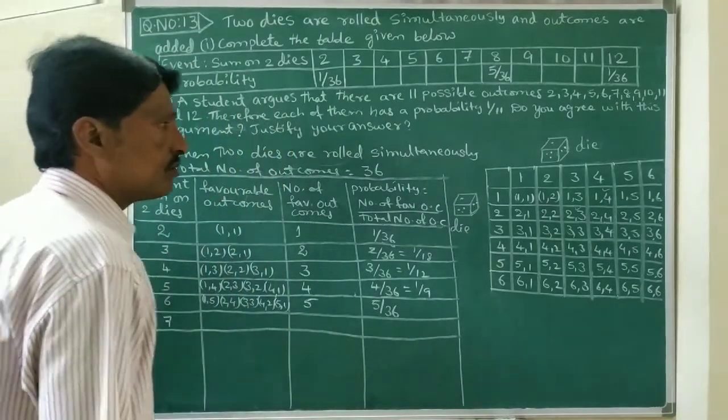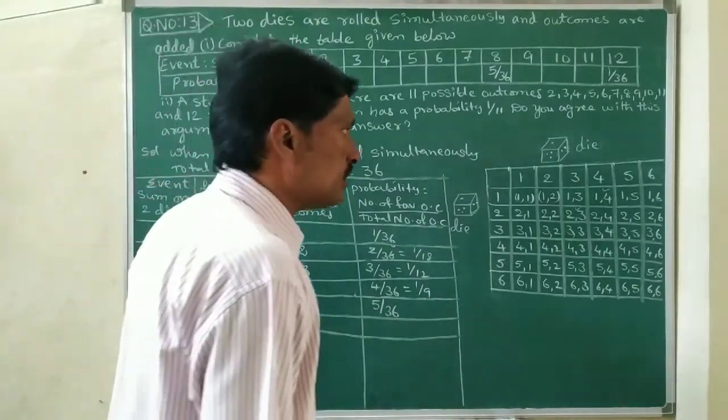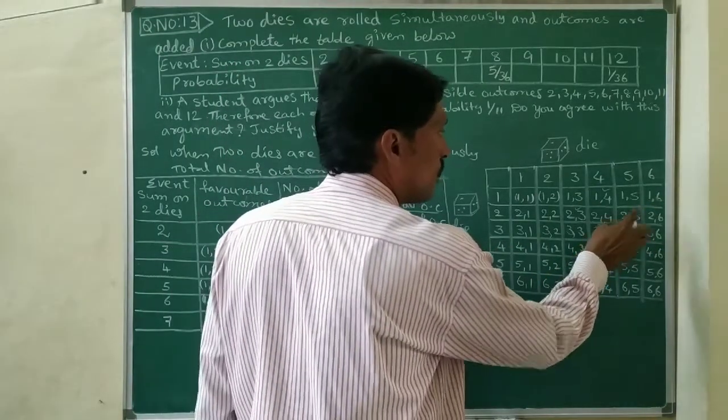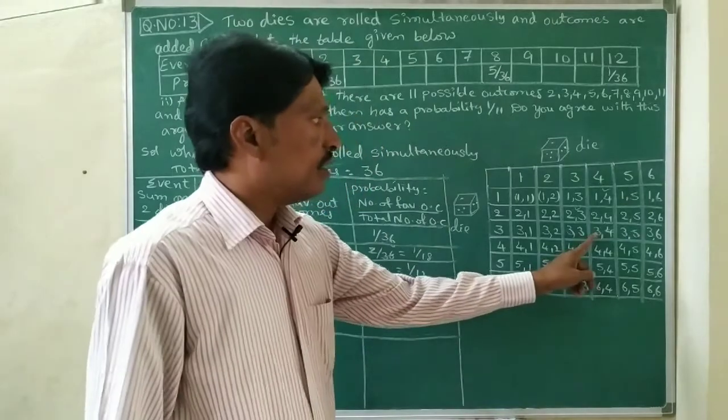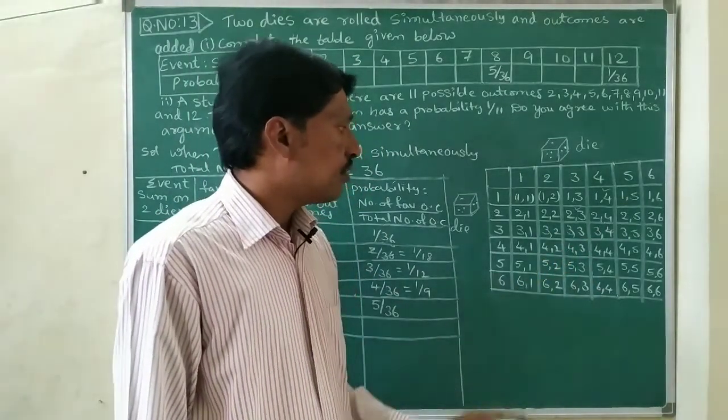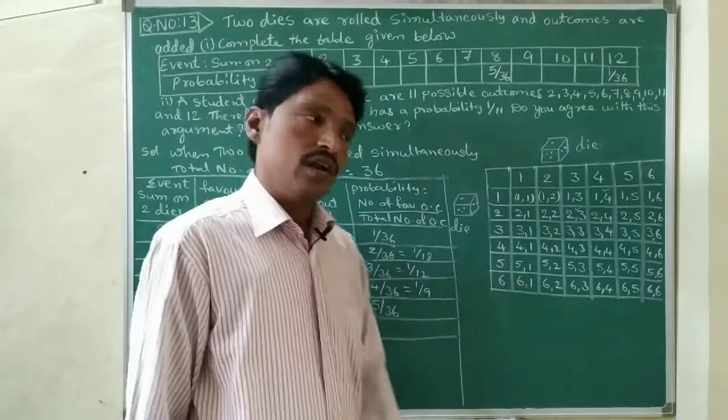Sum 7 we need to find. So how can we get 7? Here 1 comma 6 is 7, 2 comma 5 is 7, 3 comma 4 is 7, 4 comma 3 is 7, 5 comma 2 is 7, 6 comma 1 also 7.